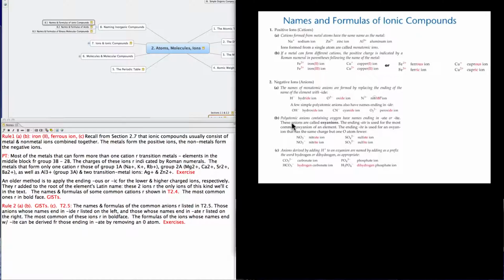Polyatomic anions containing oxygen have names ending in -ate or -ite. So these are called oxyanions. Anions derived by adding a hydrogen ion to an oxyanion are named by adding the word hydrogen or dihydrogen. For example, here you have an oxyanion, a carbonate ion. When you add a hydrogen ion to a carbonate ion, then you get a hydrogen carbonate ion.